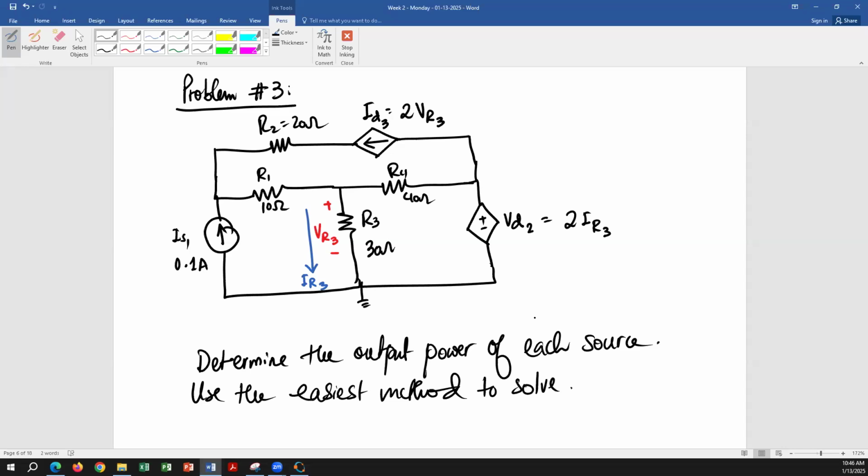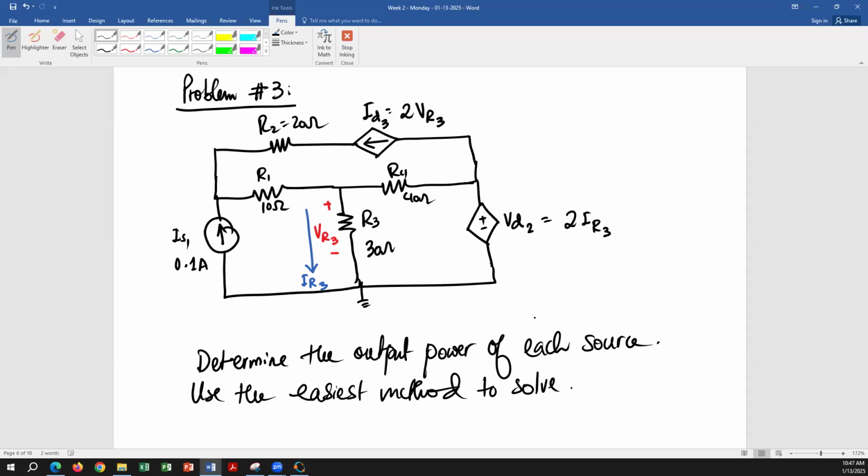So we already know that the loop current in the top loop is ID3 and the loop current in the left loop is IS1. So we only need to know the current in the right one where the dependent voltage source is. So that is correct. However, we don't know what the ID3 value is exactly, but if we know VR3, then we can figure out the ID3 value. So that's not an issue. So yeah, let's go ahead and apply mesh. I think mesh is going to be the easier method.